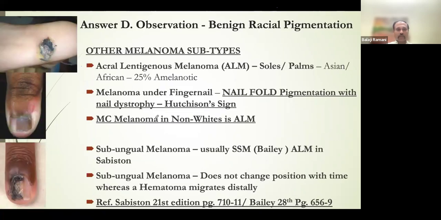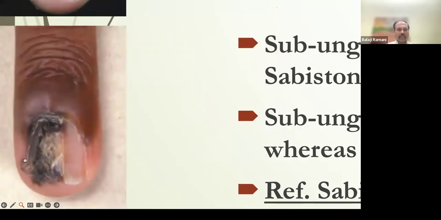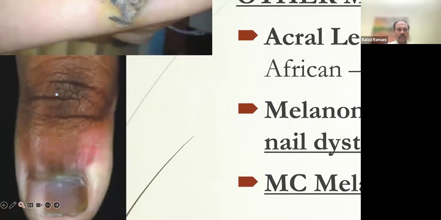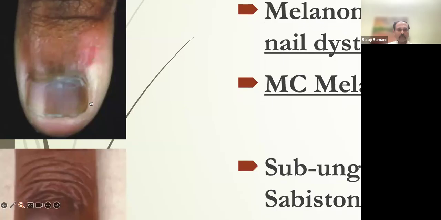So here is where you have to look for this classical sign. Here you can see the nail fold involvement. Look at the nail fold here. The nail fold is completely normal here.